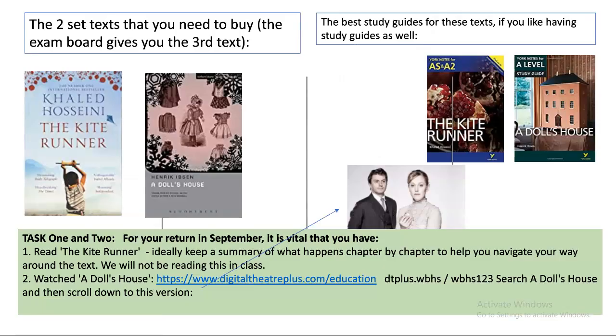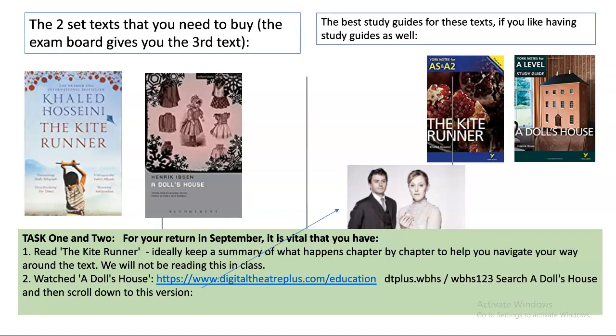So this brings me to the first task for AO1, and this is knowing the text incredibly well. There is no way of bypassing this, and the exam board talk about how you have to be absolutely masters of your knowledge of your text. So we need you over the summer to get buying, please. The Kite Runner and A Doll's House are the 2 texts we're asking you to buy. The poetry collections are provided for you, so you need to source these.